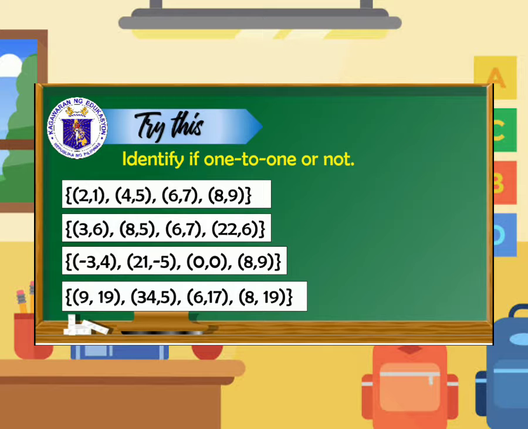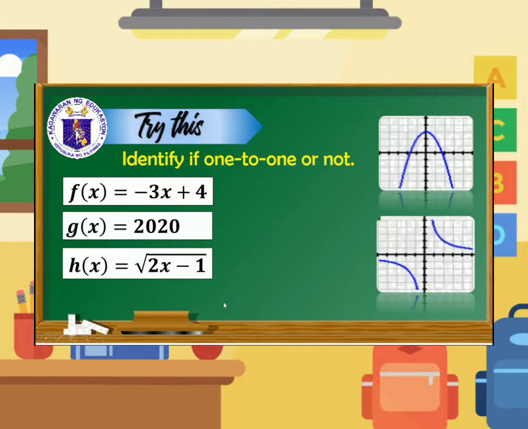Let's check our work. First, it is one-to-one. Second, it is not because as we can see for 6, it has two x values paired with it. Next, it is one-to-one. And last, it is not because of 19 on y, it is paired with two values of x which are 9 and 8. How about this? Again, you may pause the video to answer the following items.